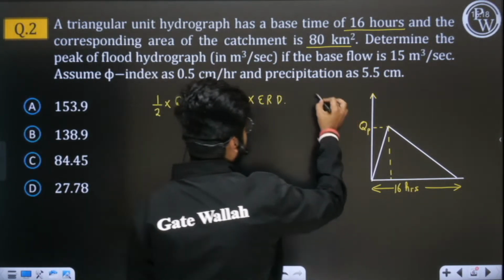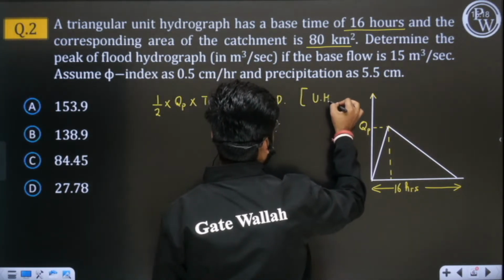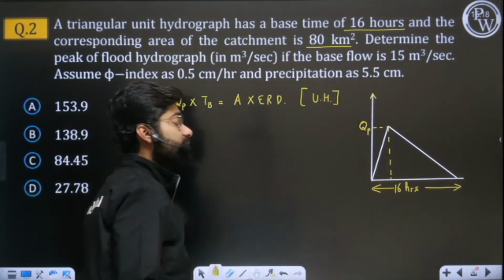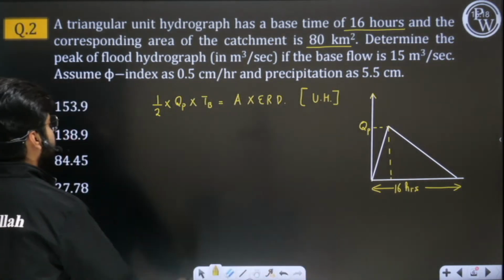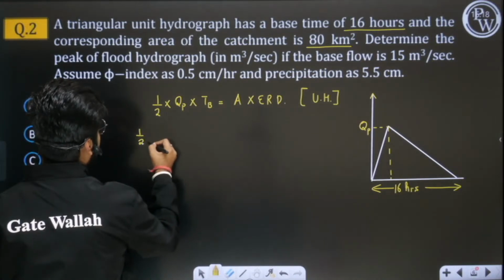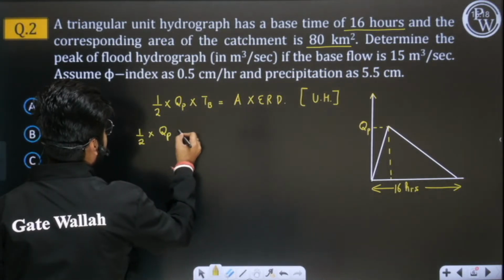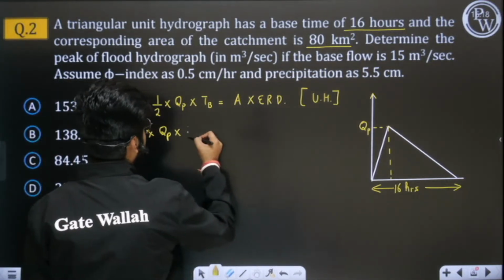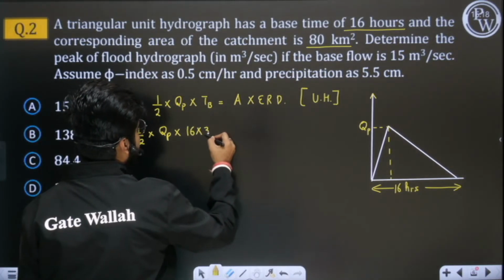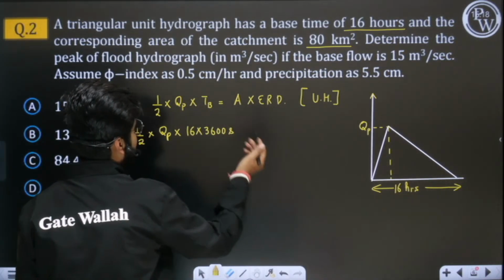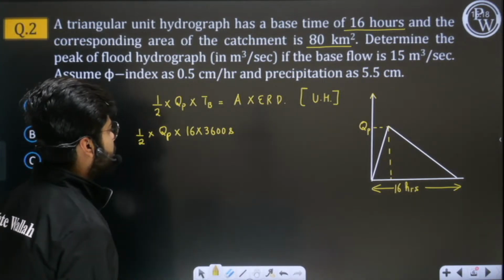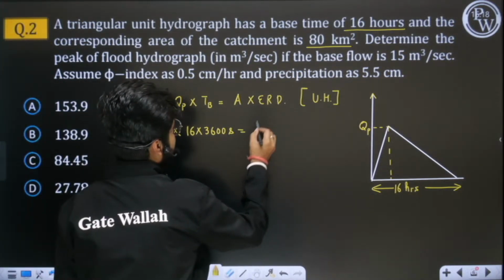But this we have applied for unit hydrograph. So we will apply half. We are interested in finding peak discharge. Base time is 16 hours, so we'll put 16 hours. We can convert in seconds. You all know that in 1 hour there are 3600 seconds. Simple. Catchment area is how much? It is given 80.